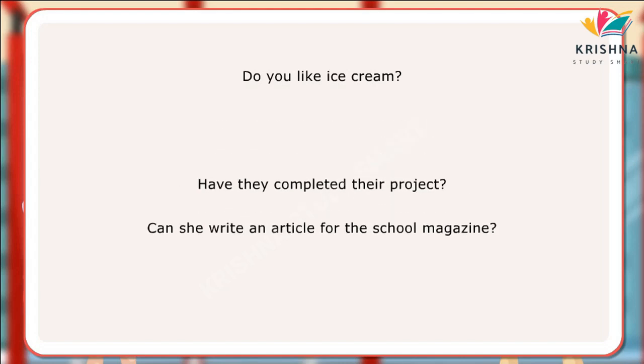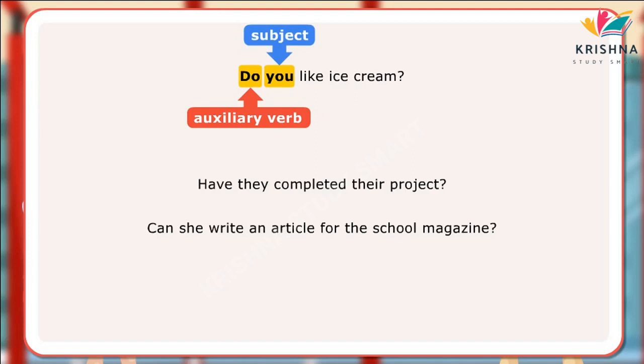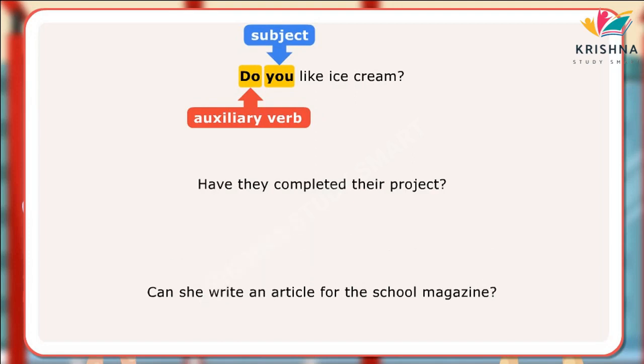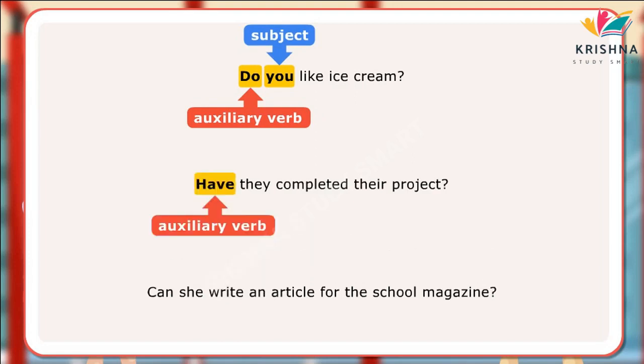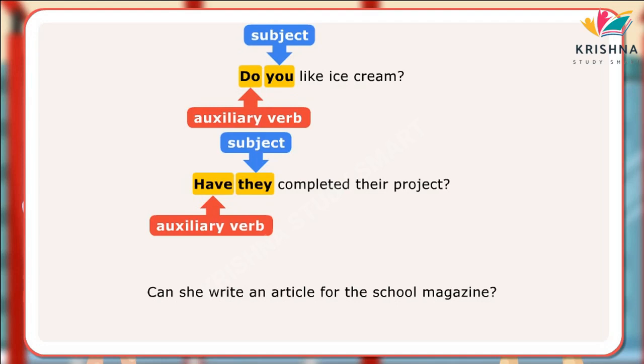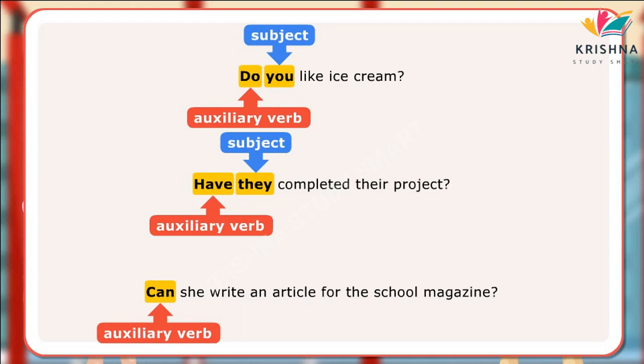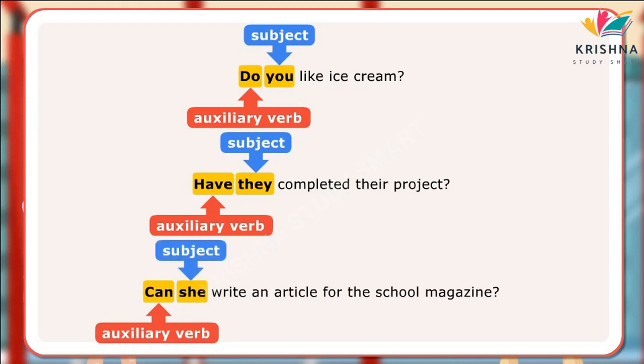In the first sentence, auxiliary do has been used as helping verb to ask a question. It is used before the subject you. In the second sentence, auxiliary have has been used as helping verb to ask a question. It is used before the subject they. In the third sentence, modal auxiliary can has been used as a helping verb to ask a question. It is used before the subject she.